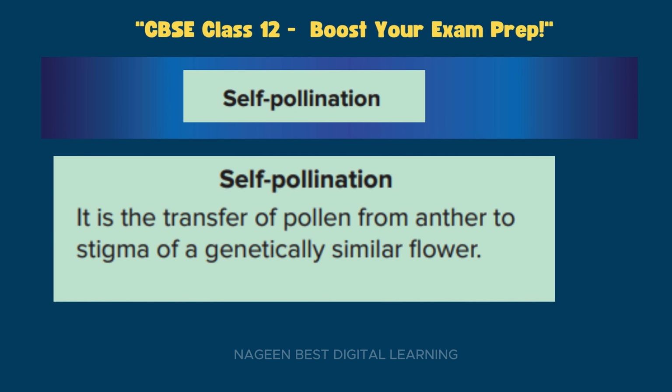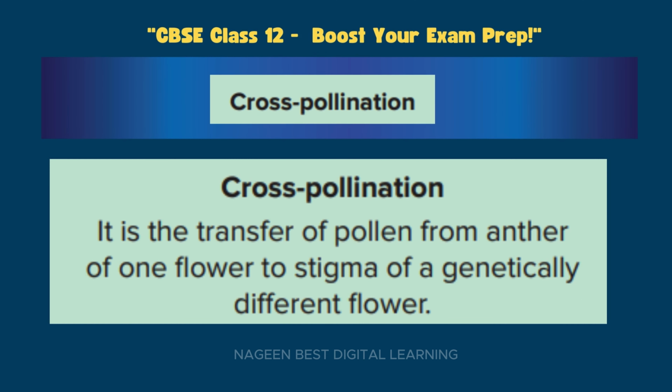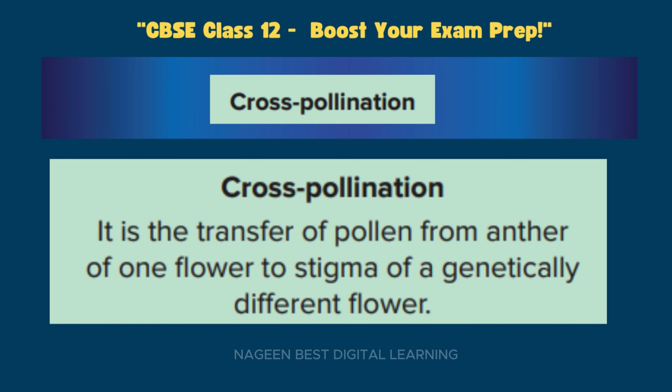Self-pollination: the pollination of a flower by pollen from the same flower or from another flower on the same plant. Cross-pollination is the transfer of pollen from the anther of one flower to the stigma of a genetically different flower.